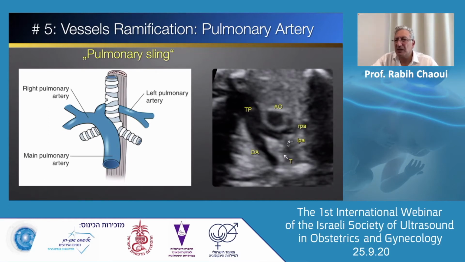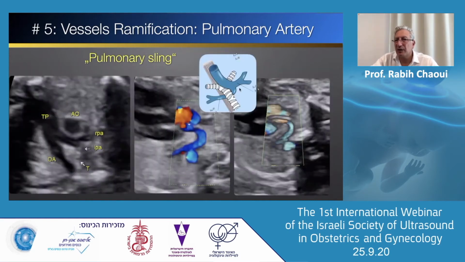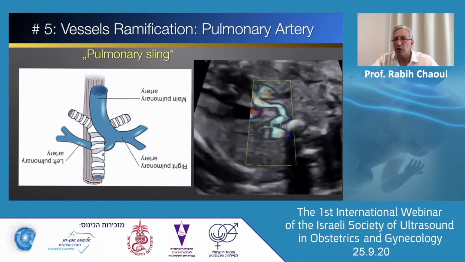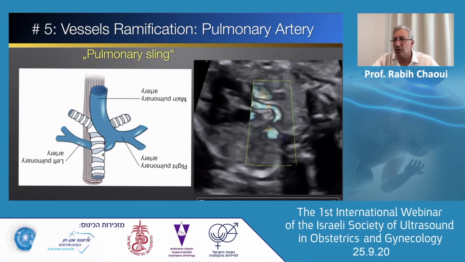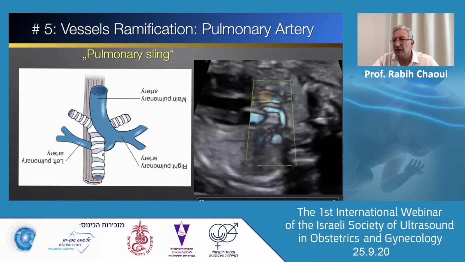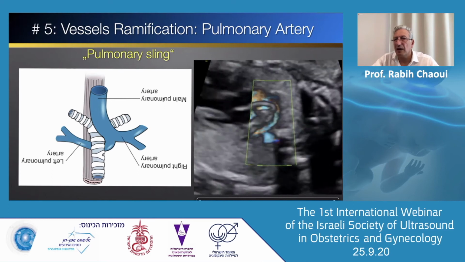So you see here the vessels, and I turned the image to show you how this vessel goes to the right first and has a course behind the trachea, between the trachea and the aorta, as you see here. And I show you on color Doppler how it looks. So you see here in the upper chest it looks normal, and then you have one vessel around the trachea going to the left lung, a typical image of a pulmonary sling.